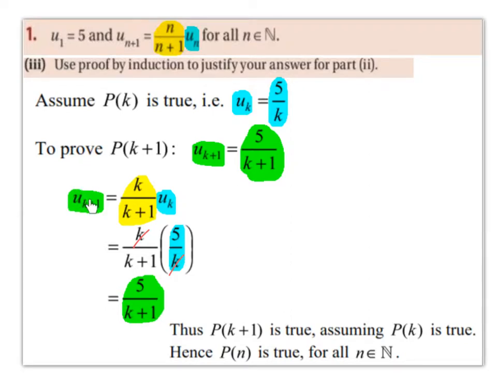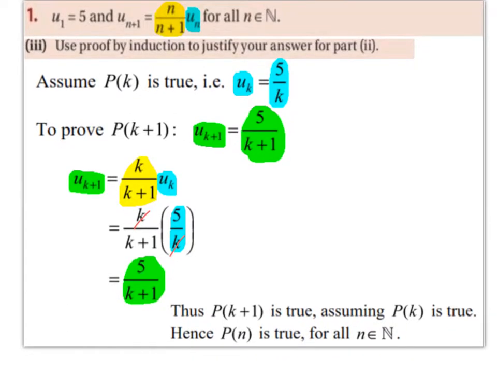So we have u(k+1) is equal to 5 over k plus 1, which is what we wanted to prove. Thus, P(k+1) is true, assuming that P(k) is true. So assuming this is true, this is also true. Hence, P(n) is true for all n values, elements of the natural number set.